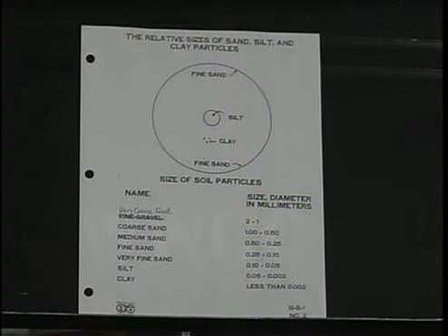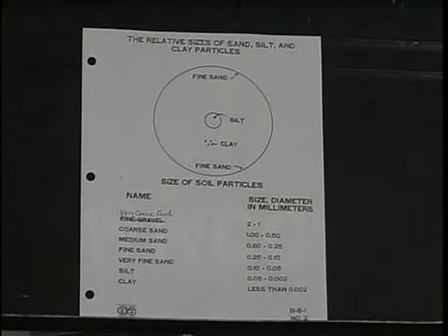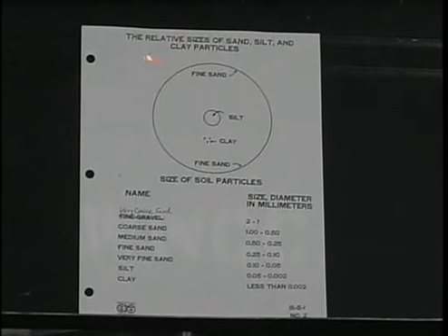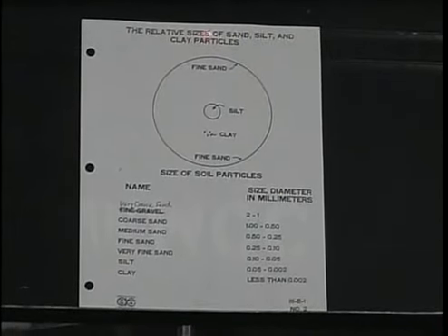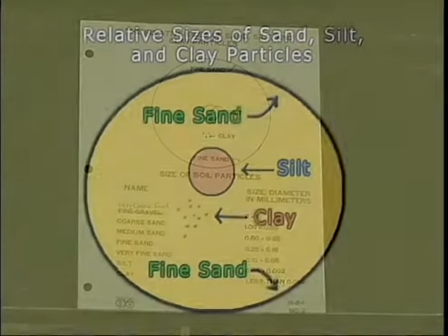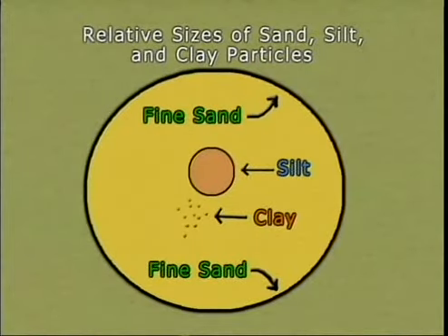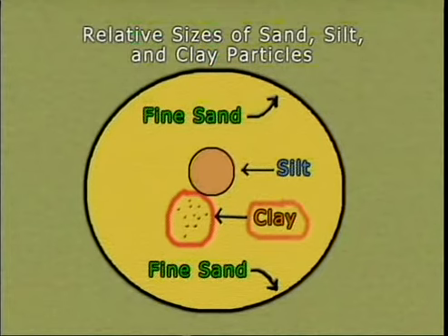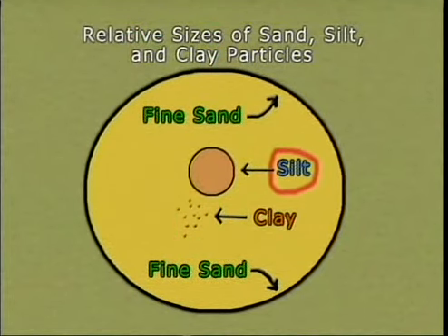We can now look at another handout that you have in your packet for this unit. The handout I would like you to be referring to now is called the relative sizes of sand, silt, and clay particles. If we look at the top portion of this handout, we have some circles or spheres. If we let these dots represent a clay-sized particle, then an average silt-sized particle would be represented by this sphere right here.